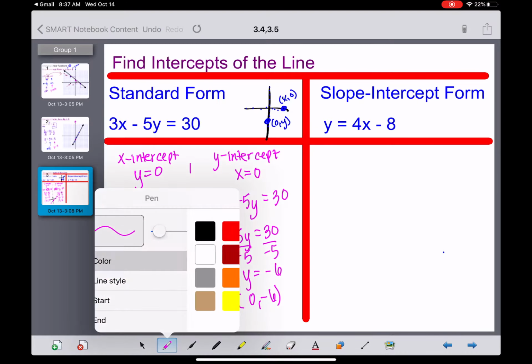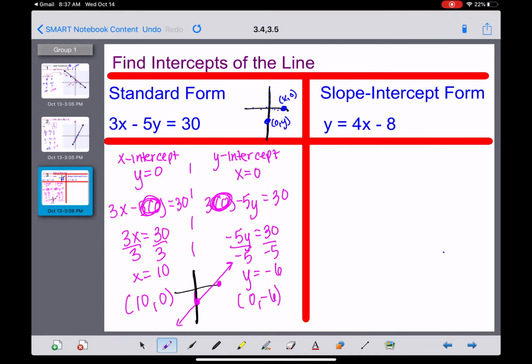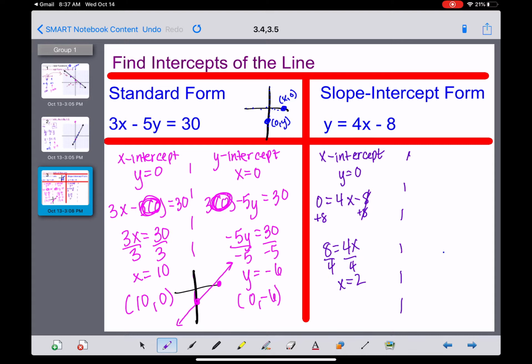Solving when it's in slope-intercept form, there is a little bit of a difference, but the same exact process. If I'm trying to find my x-intercept, that means my y value is 0. So I substitute 0 in for y and solve. I need to isolate x, so I'm going to add 8 to both sides. Divide out by 4, and my x-intercept is 2. I can rewrite that as (2, 0).